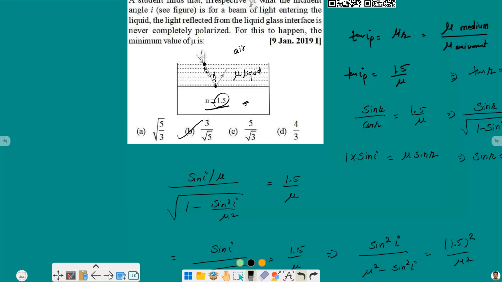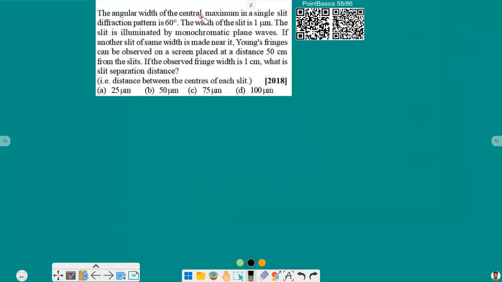Now let us move to the next one. The angular width of the central maxima in a single slit diffraction pattern is 60 degree. The width of the slit is 1 micrometer. The slit is illuminated by monochromatic plane waves. If another slit of the same width is made near it, Young's fringes can be observed on a screen placed at a distance 50 centimeter from the slits. It is observed that the fringe width is 1 centimeter. What is the slit separation distance? It means the distance between the centers of the slits.